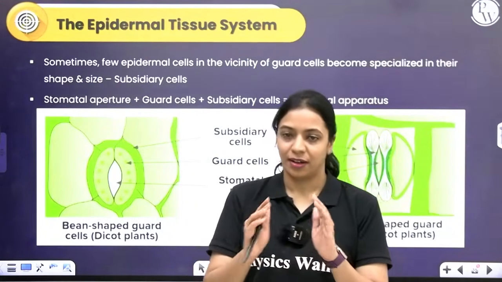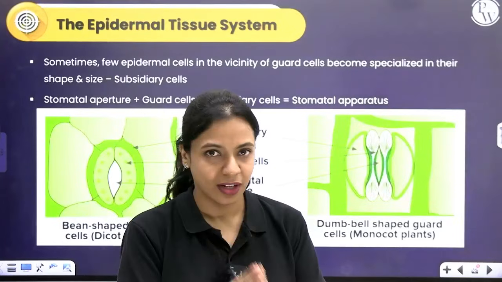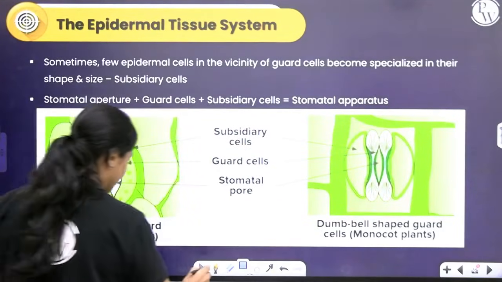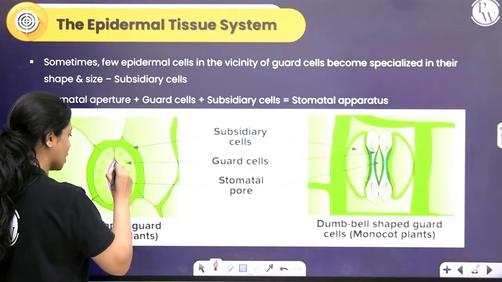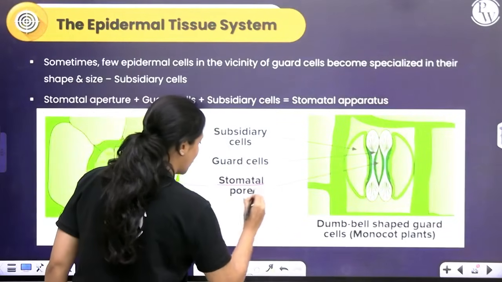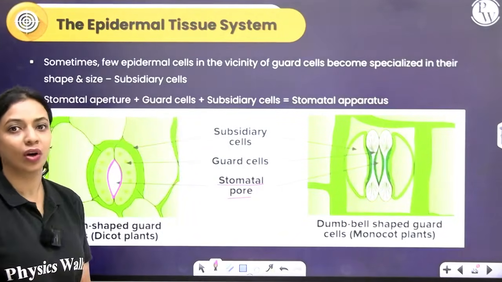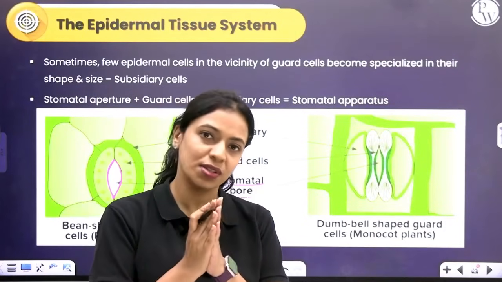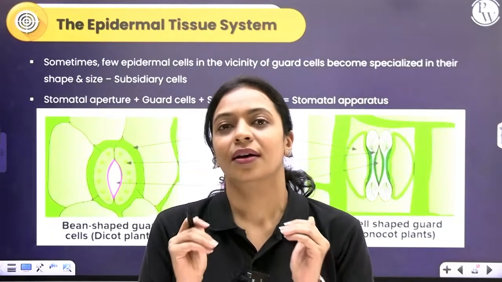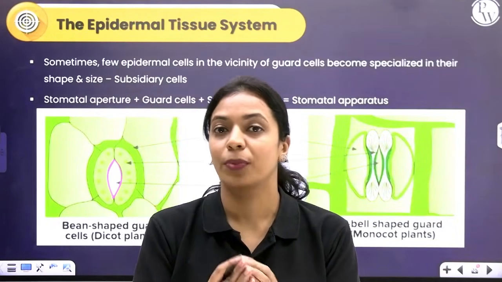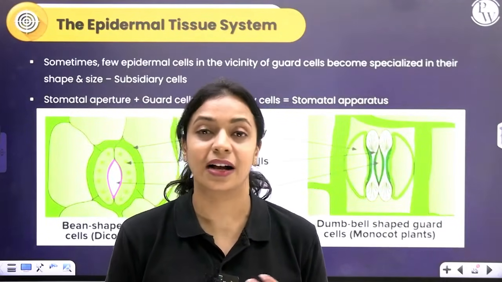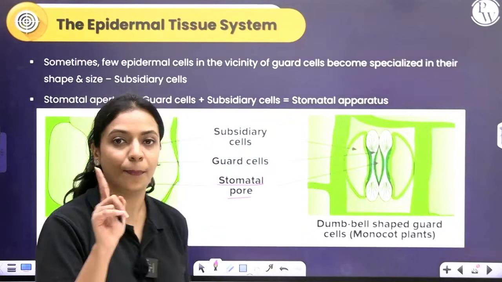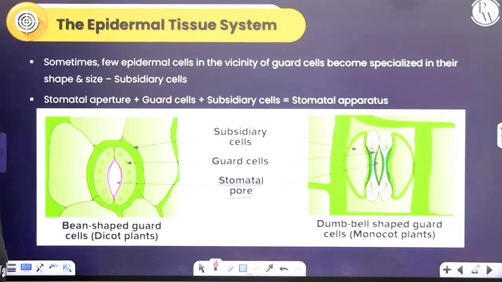In the stomata, when we say stomata, generally we are referring to a pore. That pore is called the stomatal aperture. Now this stomatal pore or the stomatal aperture is not always open. Sometimes they are closed, sometimes they are open. Whether the stomatal aperture is open or closed is governed by a pair of cells. They are called guard cells.